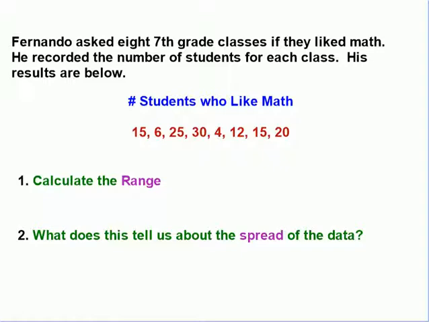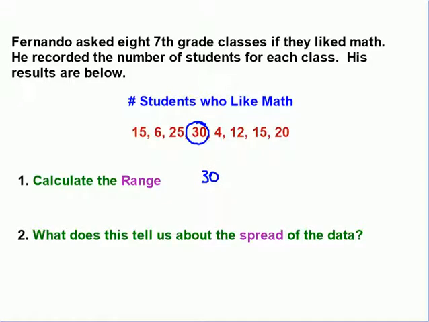We are going to calculate the range. Now, for the median, we had to put them in order so we'd find the middle. But for the range, we don't have to do that. We just have to have the highest and the lowest value. So which one of these is the highest value? Can you find it? The biggest one is 30. The highest value is 30.